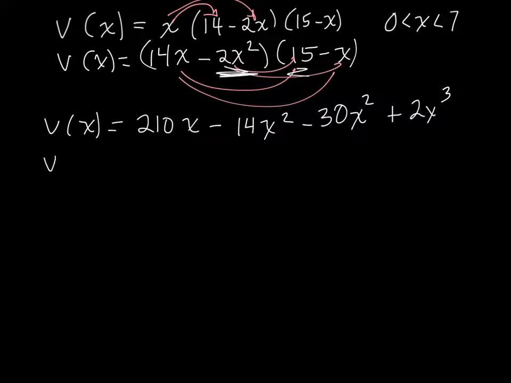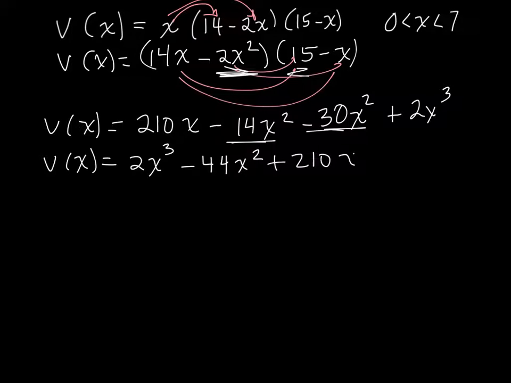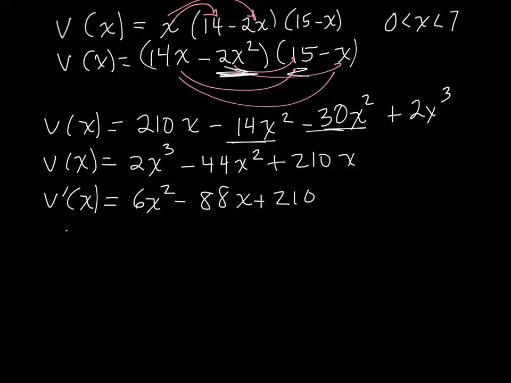From here, I'd just probably move things around. I'd put the 2x cubed up front. I would collect these two like terms and then throw my 210x at the end. Alright, I set the derivative equal to 0, so I need to find the derivative. So the derivative of this would be 6x squared minus 88x plus 210. I set it equal to 0, and I solve for x.